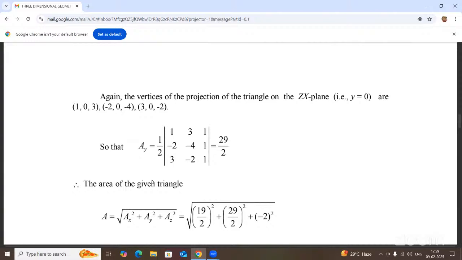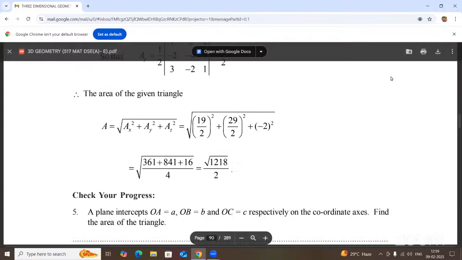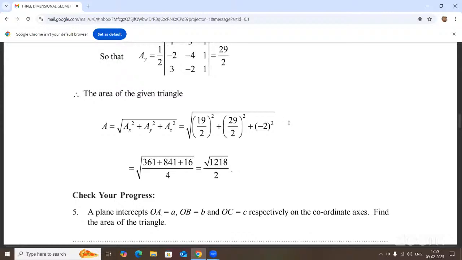Finally, the area of the triangle A equal to root of Ax square plus Ay square plus Az square. We are getting the value root 12, 18 by 2. That is the very simple part.